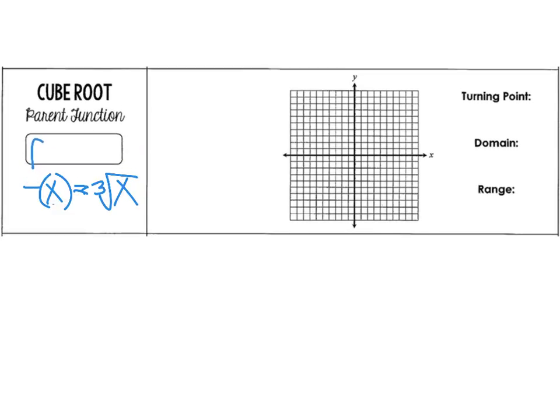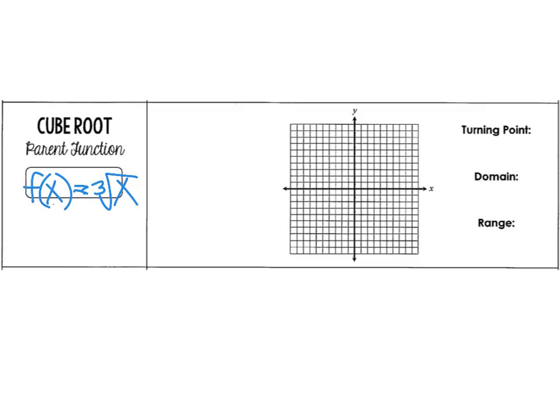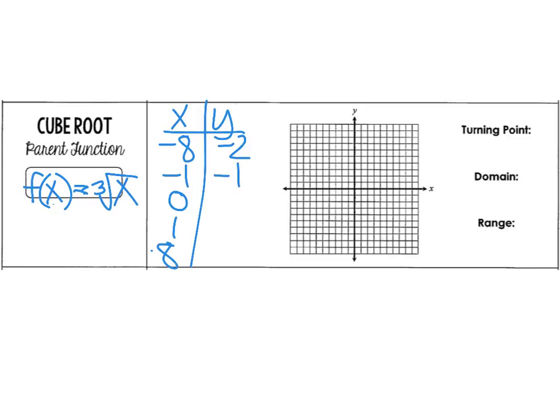So when we're making our xy table, what we want to do is start with our perfect cubes, both positive and negative. We know negative 8 is a perfect cube. We know negative 1 is a perfect cube. Always include 0, 1, and positive 8. Plug these in. If we plug negative 8 into our function, the cube root of negative 8 gives us negative 2. The cube root of negative 1 gives us negative 1. Cube root of 0 is 0. Cube root of 1 is 1. And the cube root of positive 8 is positive 2.